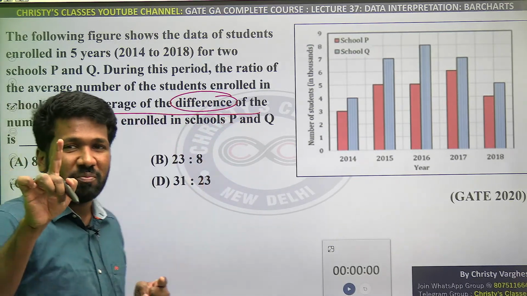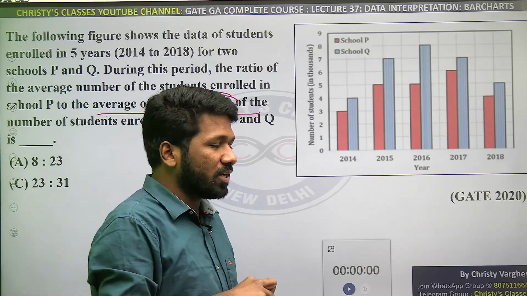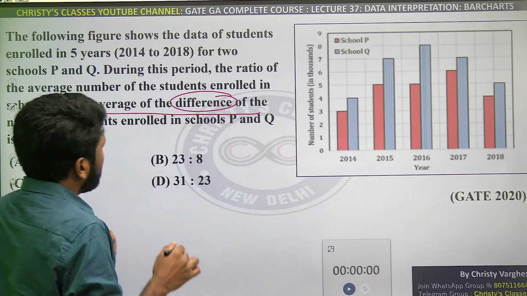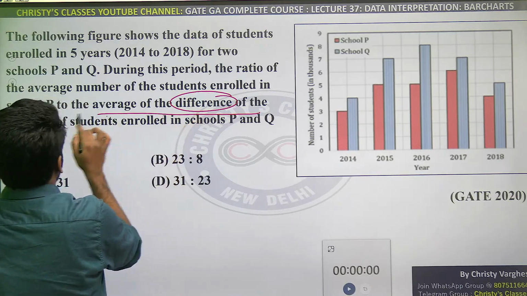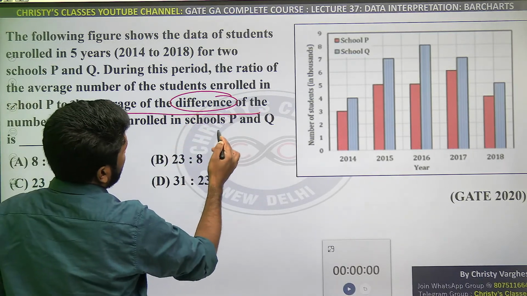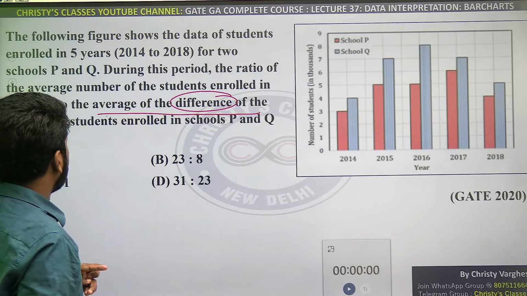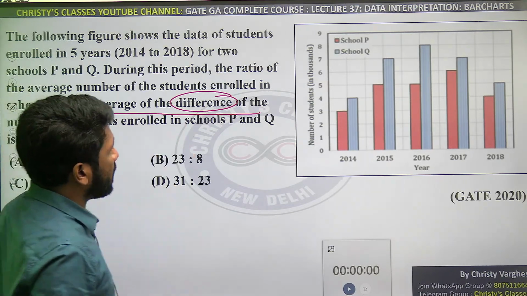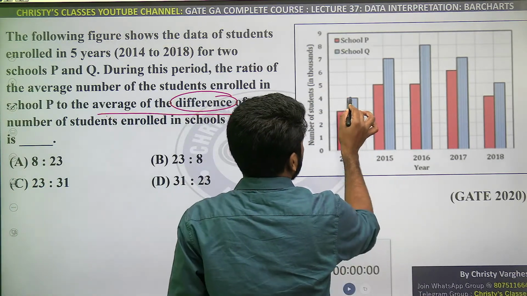Minutest word is also important. I told you when I told about the tips and tricks for this chapter. If you read it like average of number of students in Q, you will get a wrong answer. Difference in number of students in P and Q. That means difference first we can find.